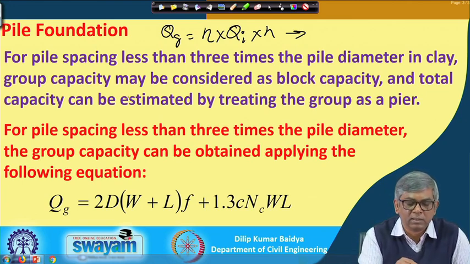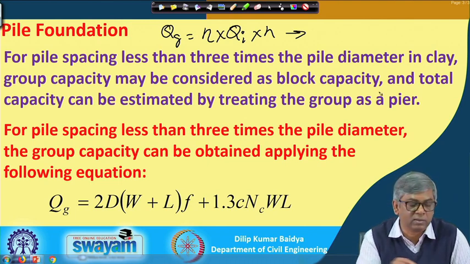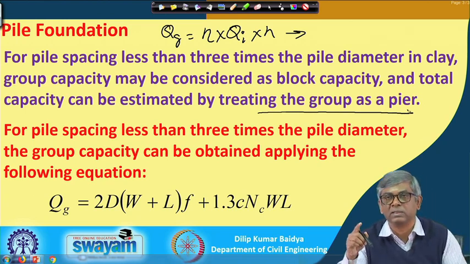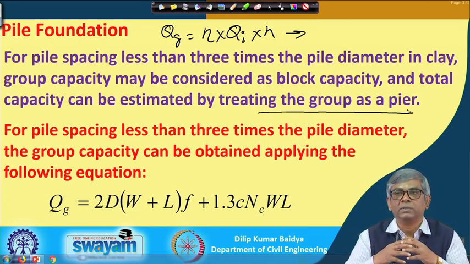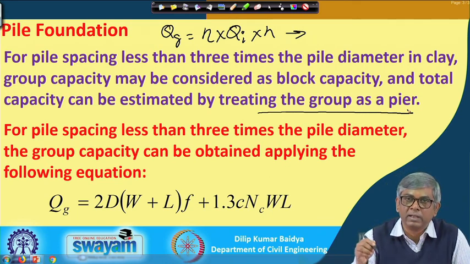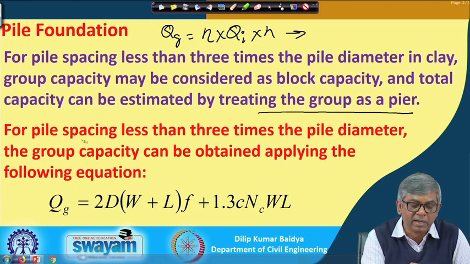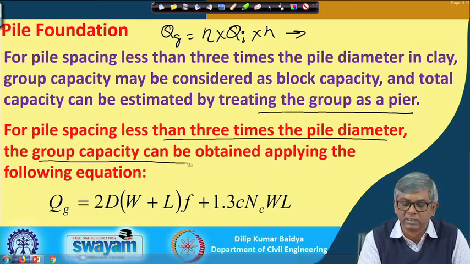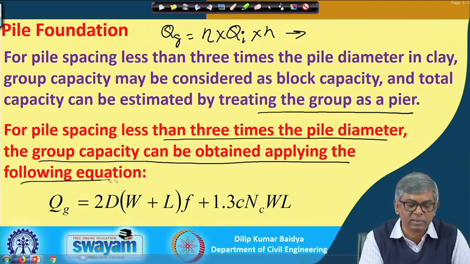So, that is what may be considered as a block capacity, and total capacity can be estimated by treating the group as a pier. As I have told, the dimension of the pier is W, L and D, and what W, L and D are, I have shown. For pile spacing less than 3 times the pile diameter, the group capacity can be obtained by applying the following equation.